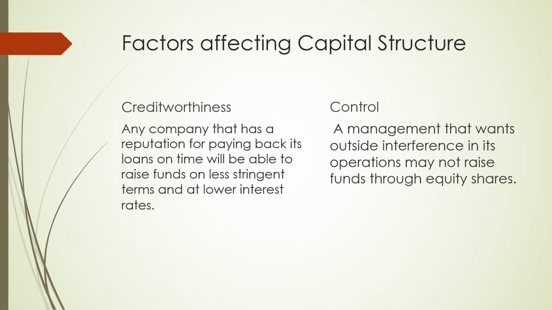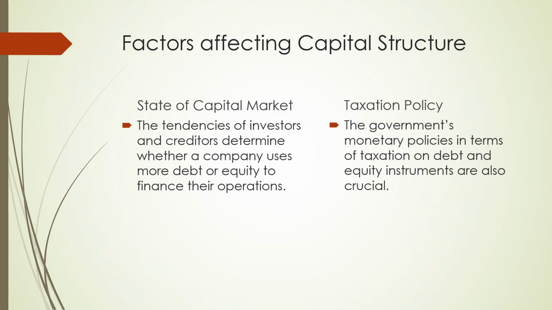Control. A management that does not want outside interference in its operations may not raise funds through equity shares. Then the state of the capital market. The tendency of investors and creditors determines whether a company uses more debt or equity to finance its operations. Sometimes a company wants to issue ordinary shares, but no one is willing to invest due to the high-risk nature of the business. In that case, the manufacturer has to raise funds from other sources like the debt market and take loans from financial institutions.